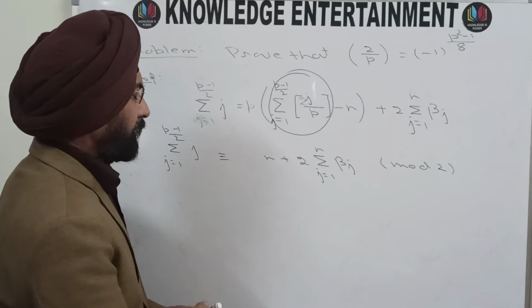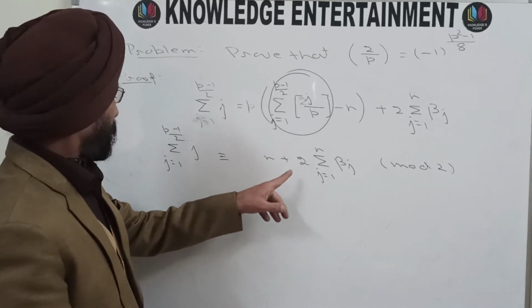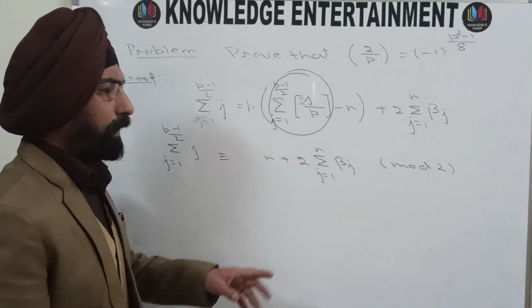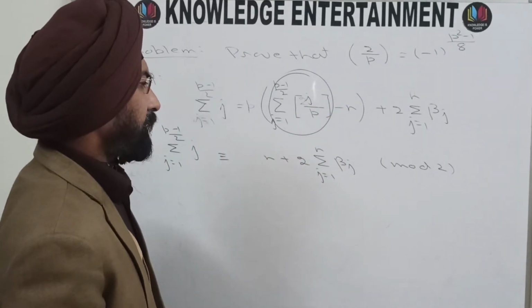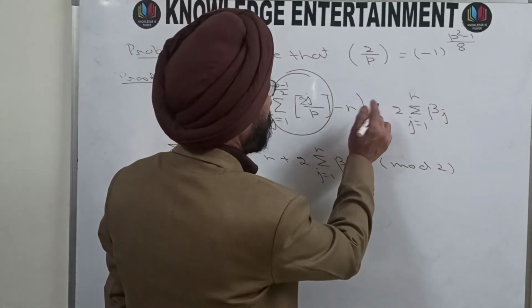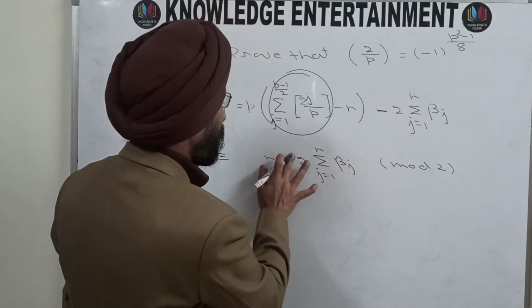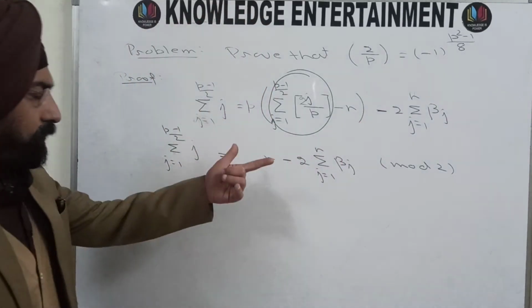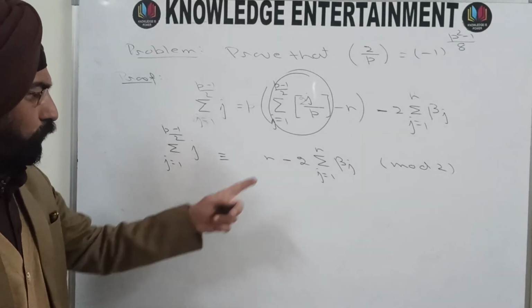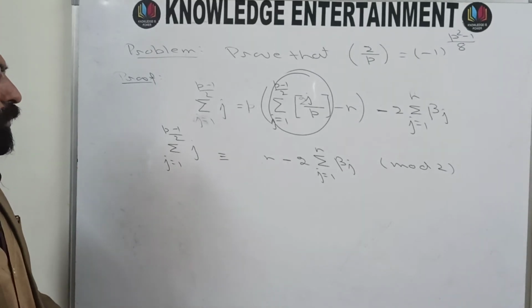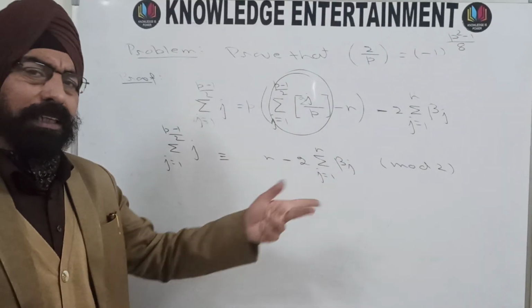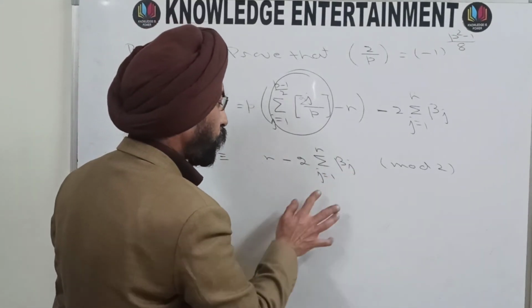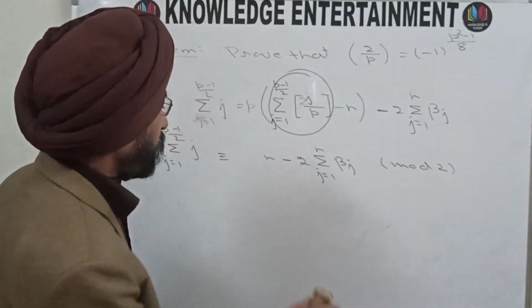Or I think in the theorem it was n plus or n minus. I am not remembering it. Either it was plus or it was minus. I think it was minus here. In the previous theorem, there was a minus sign which I have mistakenly taken as plus sign. So minus this sign. Now, this 2 times beta j is also equal to 0 because you are taking modulo 2. So this quantity is also going to be 0.